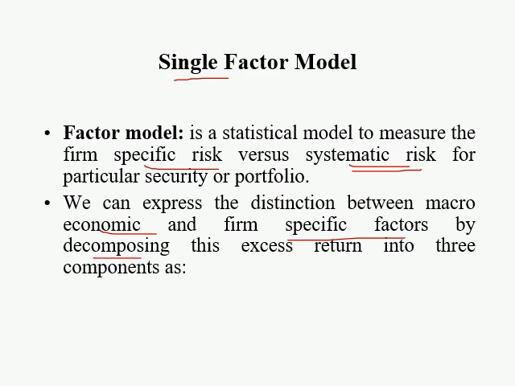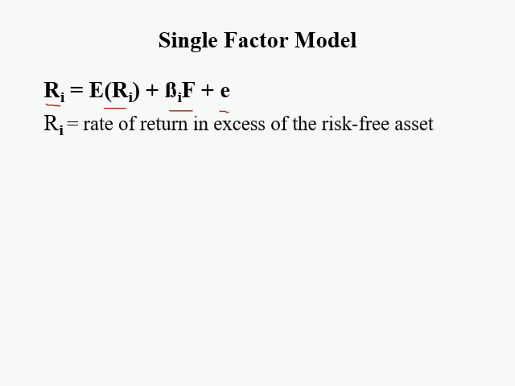By decomposing, we will decompose the excess return into three components, and we can see these three components in this equation. Ri equals ERi plus beta i F plus e. And Ri is the rate of return in excess of the risk-free rate. ERi is the expected excess return.